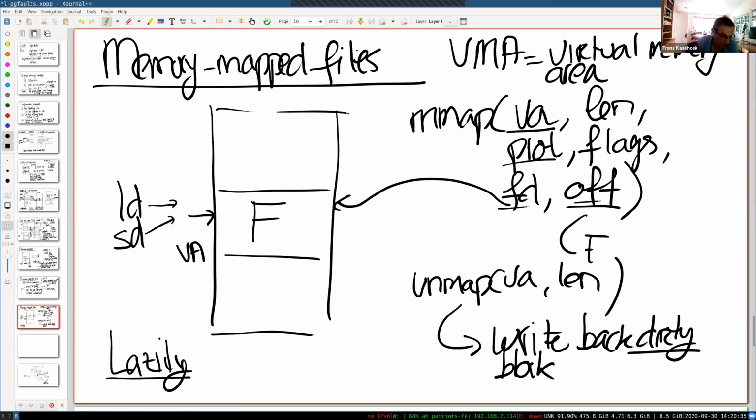And in response to an earlier question, this is one of the reasons the dirty bit is important, because at the unmap you have to write back the dirty blocks. Does this make sense?